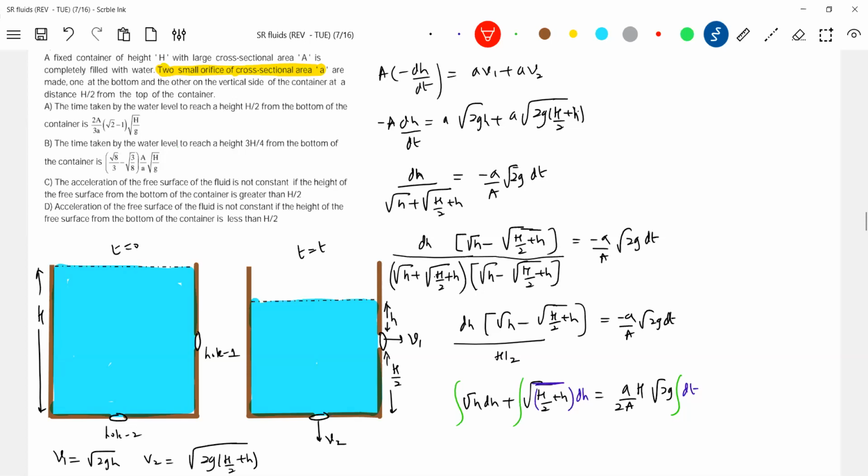I'm measuring from this hole. This is H equal to 0. So initially, what is H? H is H by 2. And finally, it will become 0.